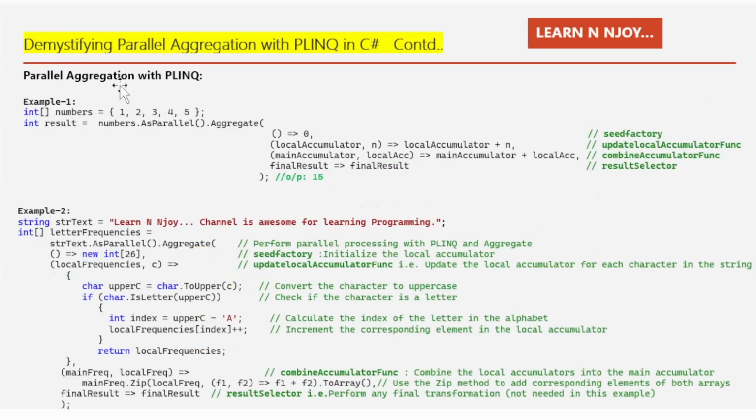Parallel aggregation with PLINQ. When we want to use aggregate in parallel, we need to make sure the operation we are doing can be split and combined correctly. If it can't, we might get a wrong answer. So let's see two examples to understand it better.